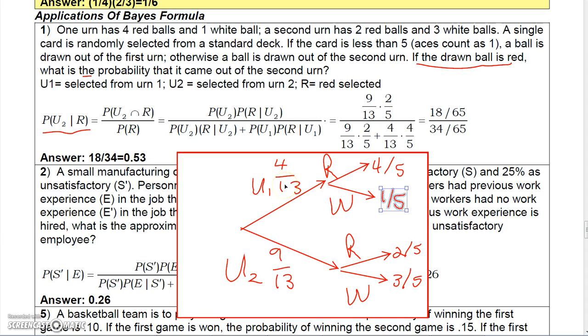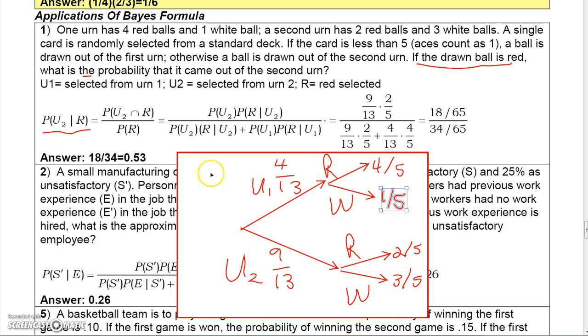Now, given that you selected from urn 1, since there's 4 red balls in urn 1, your probability of red is 4/5 and your probability of white would be 1/5. Given you selected from urn 2, the probability of red is 2/5, the probability of white is 3/5, because there's 2 red balls and 3 white balls.